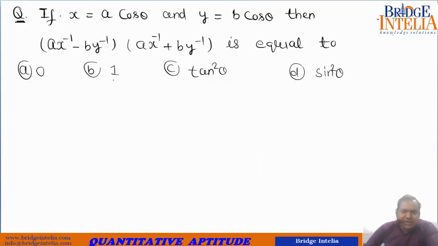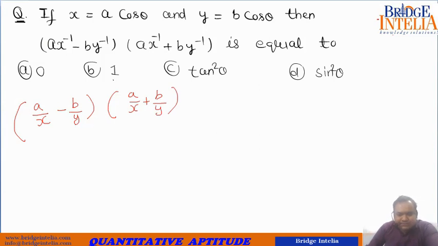So if x is equal to a cos theta and y is equal to b cos theta, then we are being asked to find the value of this. So what are we actually being asked to find? That means we are being asked to find (a by x minus b by y) into (a by x plus b by y). So let's find out what is a by x, what is b by y.